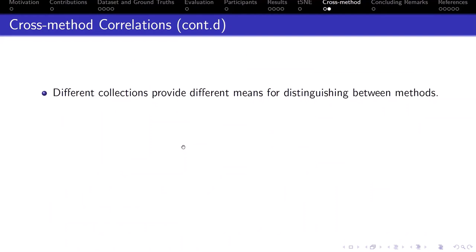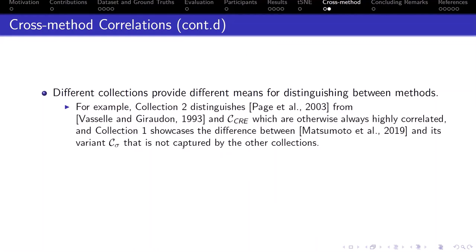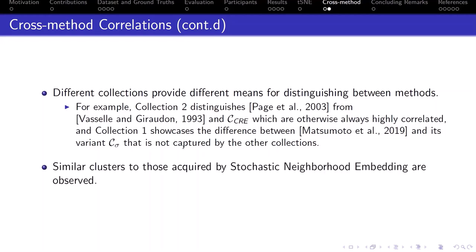Furthermore, different collections provide different means for distinguishing between methods. For example, collection 2 distinguishes Page et al.'s work from Wassel and Giraudon's and CCRE, which is that of Fang's, and these are otherwise always highly correlated. Similarly, collection 1 showcases the difference between Matsumoto et al. and its variant C sigma that is not captured by other collections. And we observe similar clusters to those acquired by stochastic neighborhood embedding.